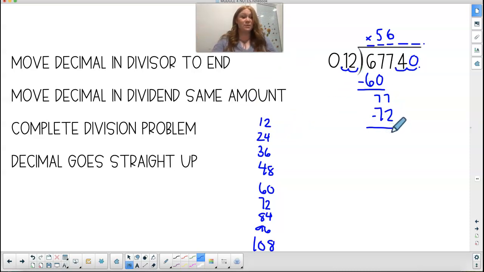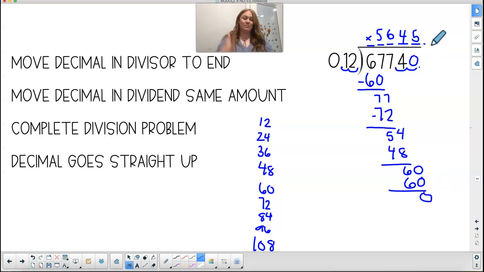So 72 is 5 left over. Bring down my 4. So that goes in there 4 times. 4 times 12 is 48. So left over is 6. Bring down that 0. 12 goes into 60 exactly 5 times. So that is 60. That one went in there perfect. So my decimal's just right there, boom, at the end.